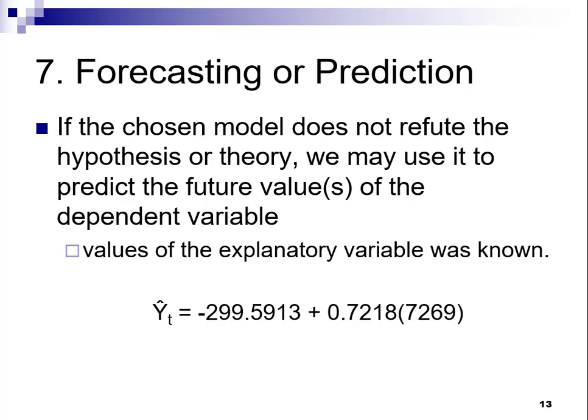If the model is correct, the hypothesis is correct, and we make the necessary diagnostic check, and they are not violating any rule of regression, the assumptions of the model, then we can make the forecasting. If the chosen model does not refute the hypothesis theory, we may use it to predict the future value of the dependent variable. We can put in other values for x, and we can see how our consumption might change.